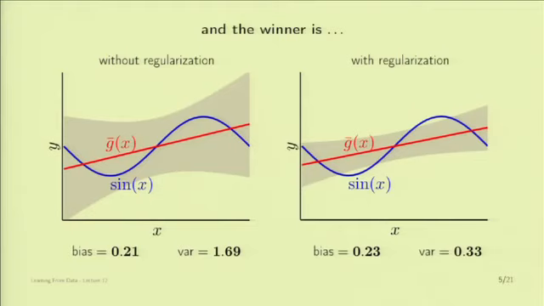Totally dramatic. 0.33. And when you add them up, not only do you win over the unregularized guy, you also win over the constant model. If you get the numbers for the constant model, this guy wins.